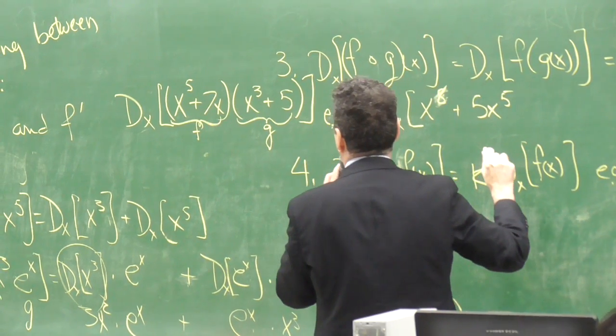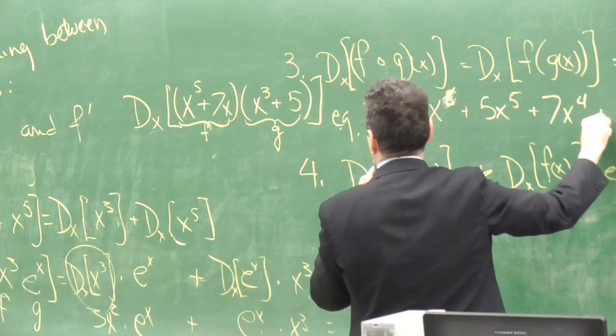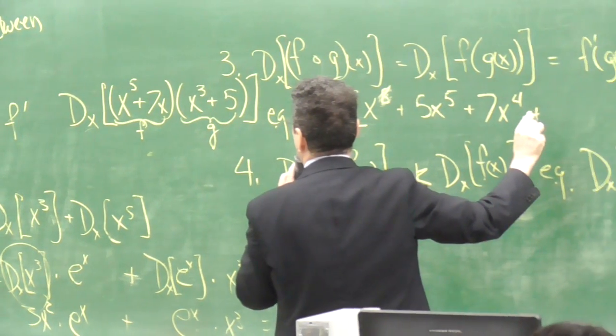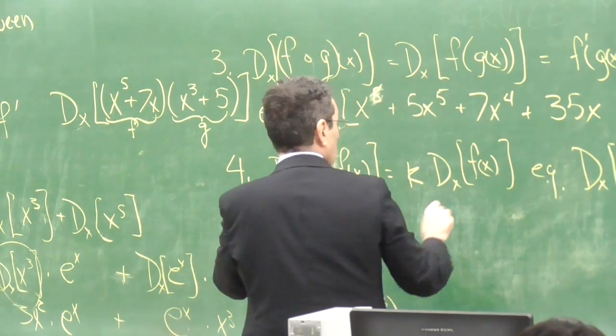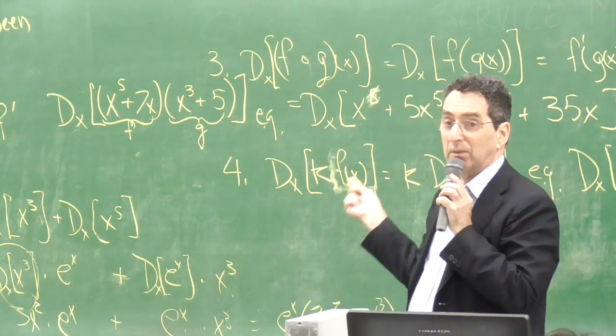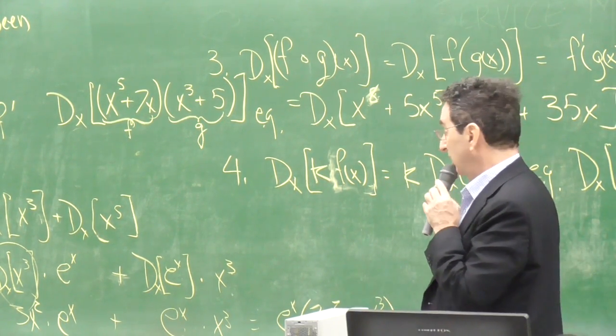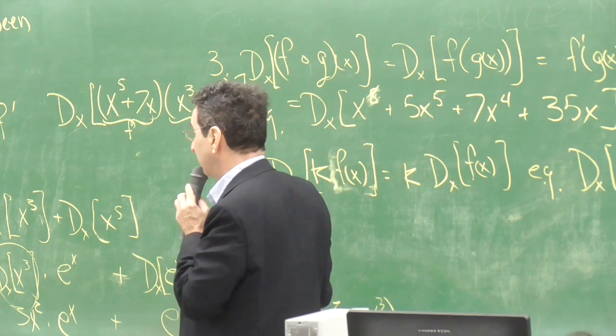And 7x to the fourth, and 35x, right? Okay, so we can do the derivative of that, right? All right, let's not do it yet. Let's just try it the other way, and then we'll check to see. We'll finish this afterwards. So if we use the product rule, which is, where is it?